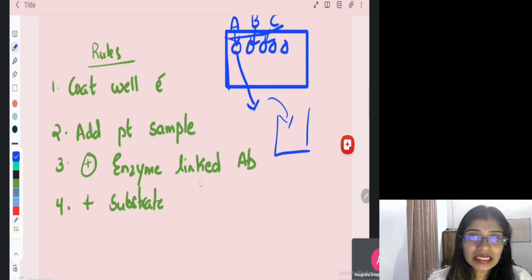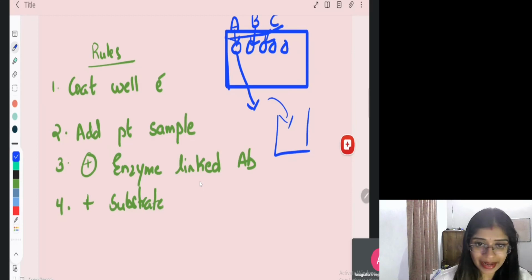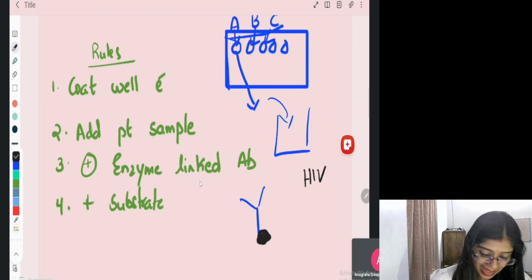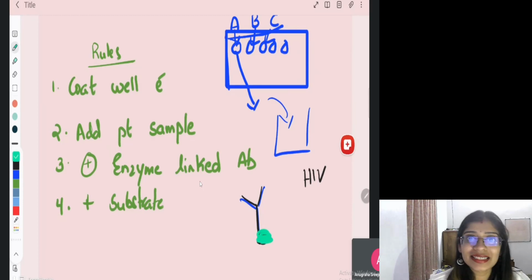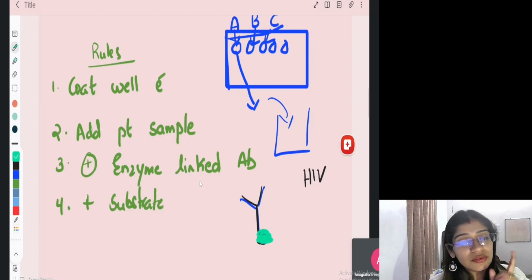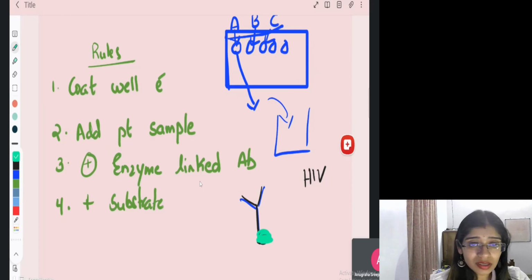You add the enzyme linked antibody. In the lab we have enzyme linked antibodies already prepared. Suppose I'm checking for an HIV patient. I have preformed HIV antibodies, but these are linked with an enzyme. So the third step is you add an enzyme linked antibody. Clear? Okay, and the fourth step is you add a substrate. So these 4 points you should learn right now.